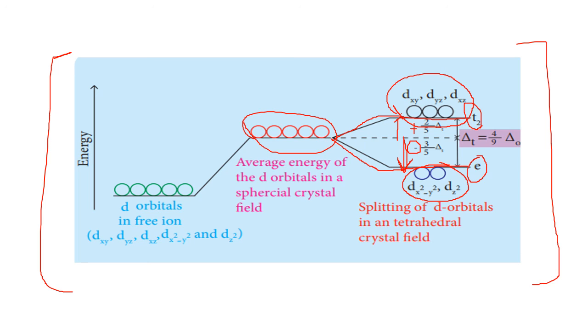So the relation between delta T and delta naught is, delta T means tetrahedral complex. T represents tetrahedral complex. Delta T is equal to 4 by 9 delta naught. This gives the relationship between delta T and delta naught: delta T is equal to 4 by 9 delta naught.